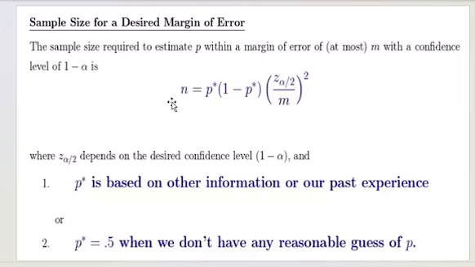Your P is, you need to check the related literature to see whether research has been done in that area before. What did they get as P? Okay, if it is available, you're going to plug it in. And that was why I said P star is based on other information, all our past experience. And if it is not available, you're actually going to put a 0.5 as a reasonable guess.